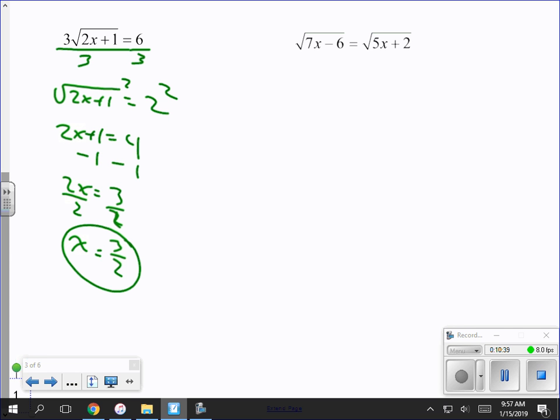3/2, plug it into the original problem. 3/2 times 2 is 3. 3 plus 1 is 4. Square root of 4 is 2. 2 times 3 is 6. That one's good.